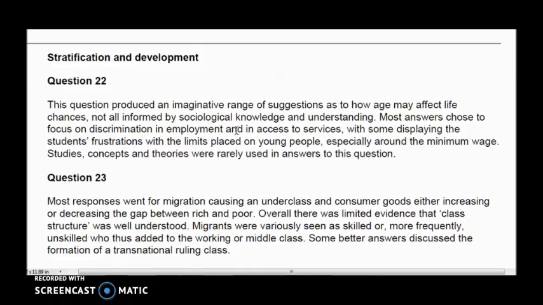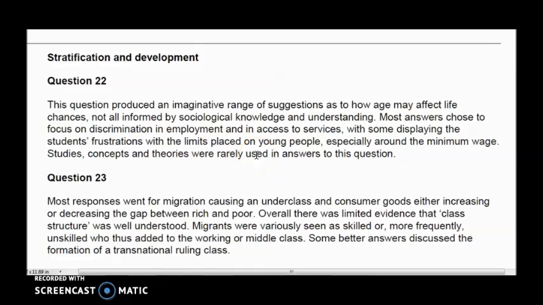Some studies, concepts and theories were rarely used in answers to this question, which has led me to think that this is something you need to focus on, especially on this question. I would even have a go at practicing this with that idea in mind: who should I be writing about, what keywords should I be using, and what theories could I refer to. And you could add that theoretical background to this question.